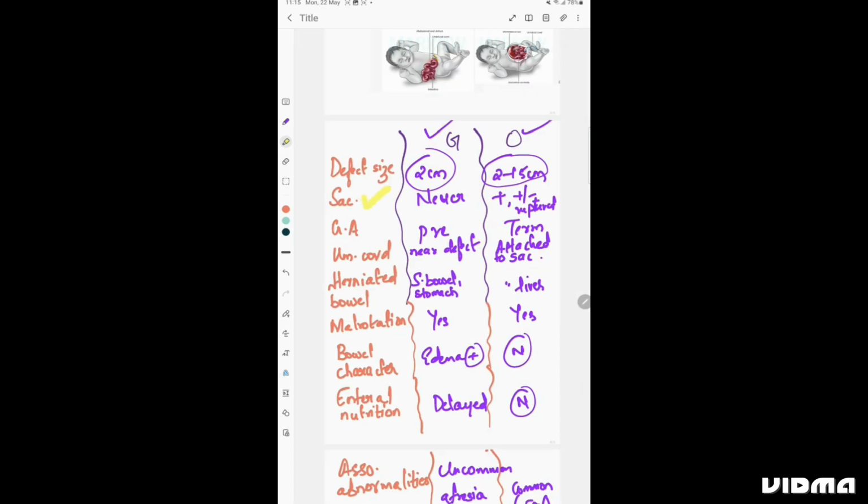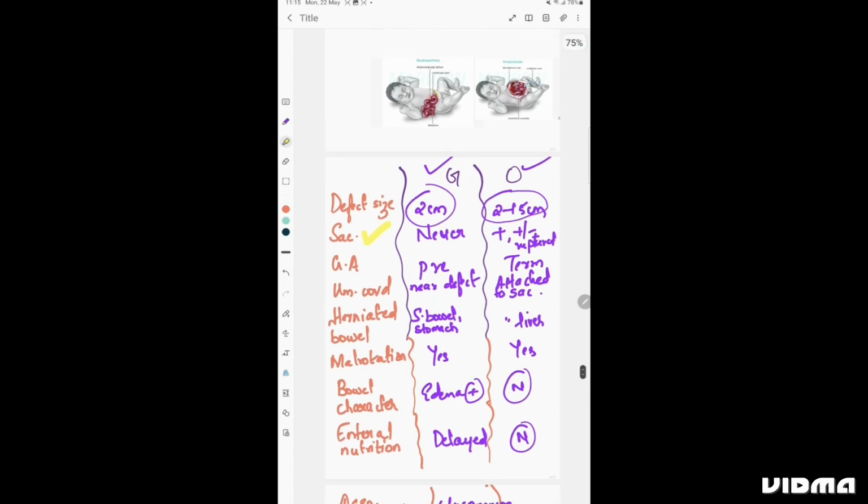Next one is about the sac presentation. I told you gastroschisis, is it covered by a sac? No. It does not have a sac associated with it. Whereas Omphalocele is always covered in a sac, that is your peritoneal layer, right? And this sac may or may not get ruptured. Next is gestational age. Gastroschisis is seen in preterm babies, whereas in term babies we get to see Omphalocele.